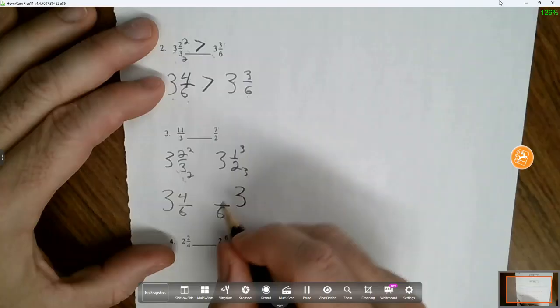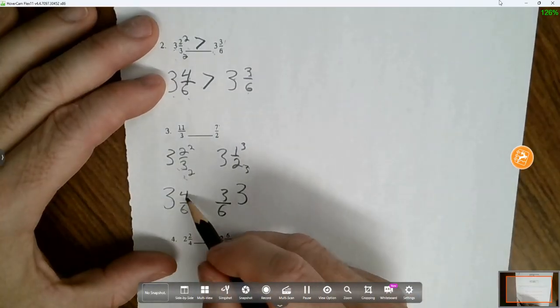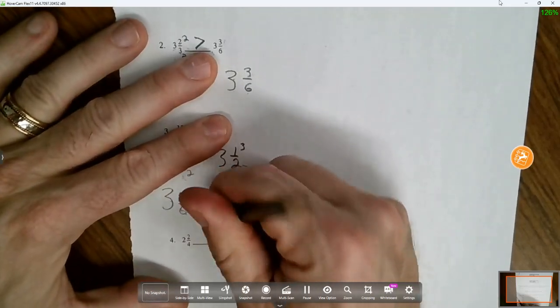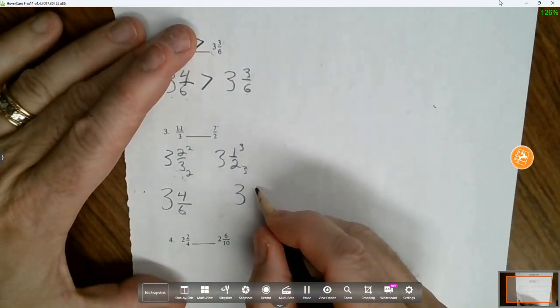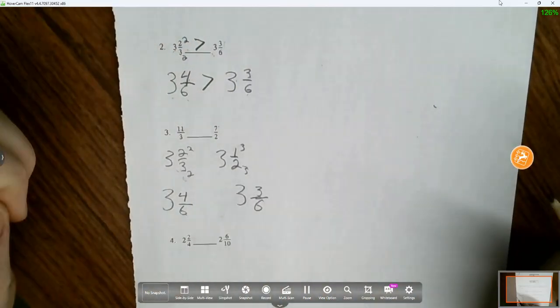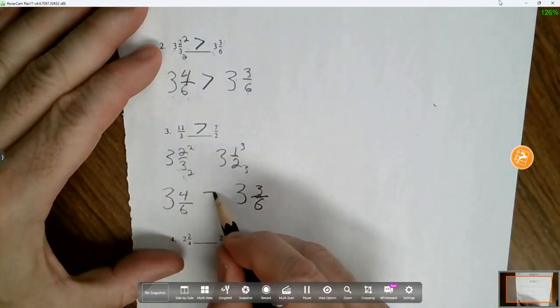6. 3 times 1 is 3. So we have 3 and 4, 6 versus, yeah, I know. It's on the wrong side. I get it. 3, 6. Good. So which is bigger? I want more pieces. So that is more pieces.